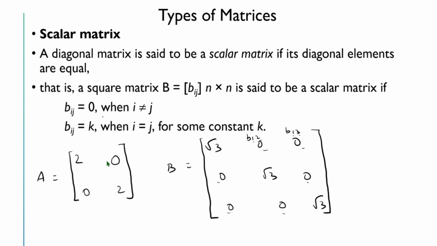On the other hand, Bij equal to k, that is some constant k for i equal to j. Here all the diagonal elements are equal, then it is called a scalar matrix. So a scalar matrix is a diagonal matrix in which all the diagonal elements are equal.